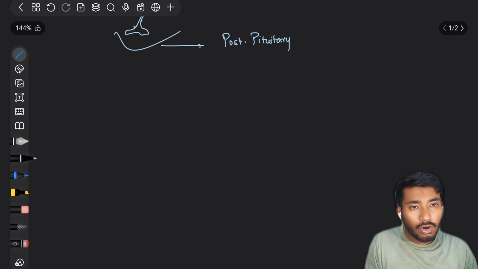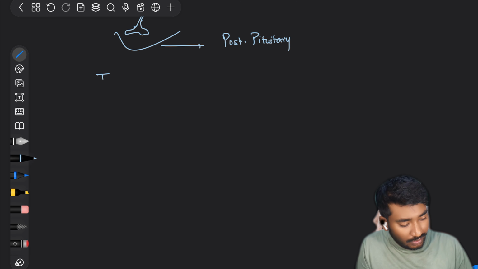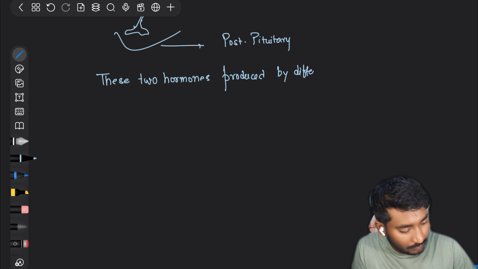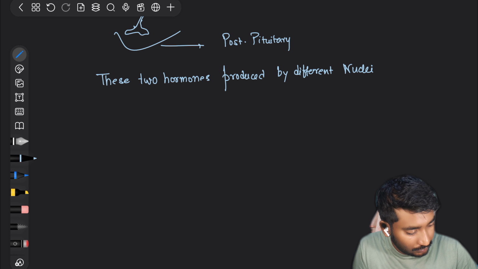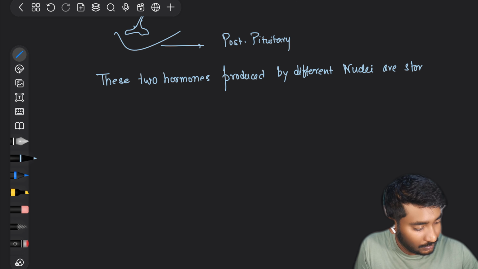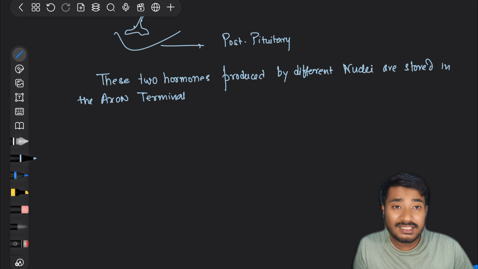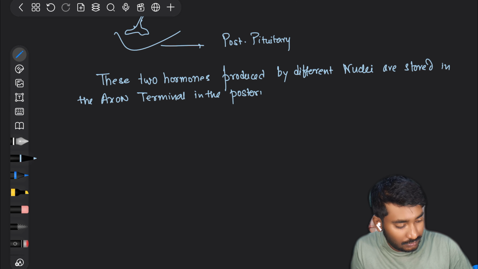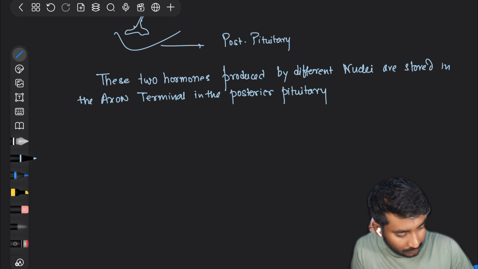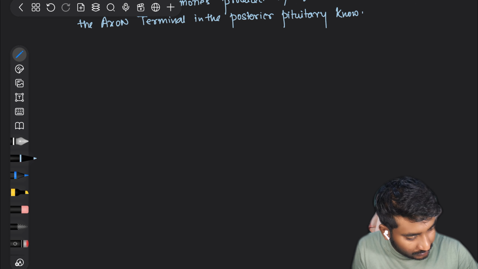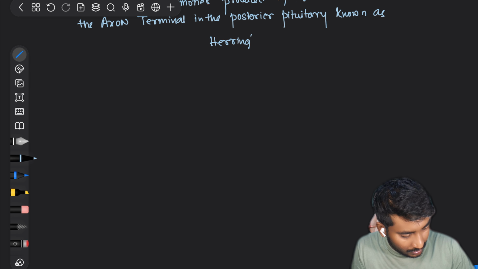Now, these two hormones, oxytocin and vasopressin, produced by different nuclei, are stored in the axon terminals in the posterior pituitary, known as Herring's bodies, after the scientist Herring, who discovered it.